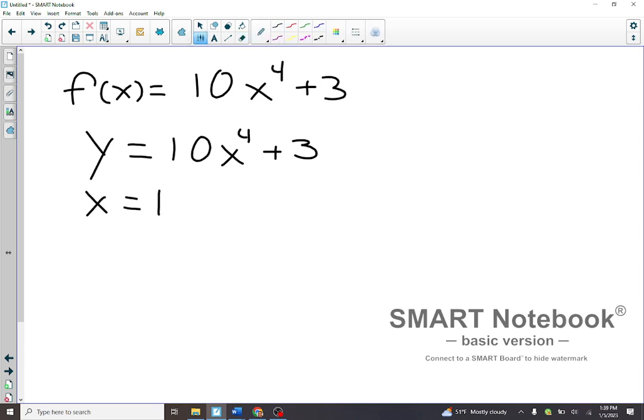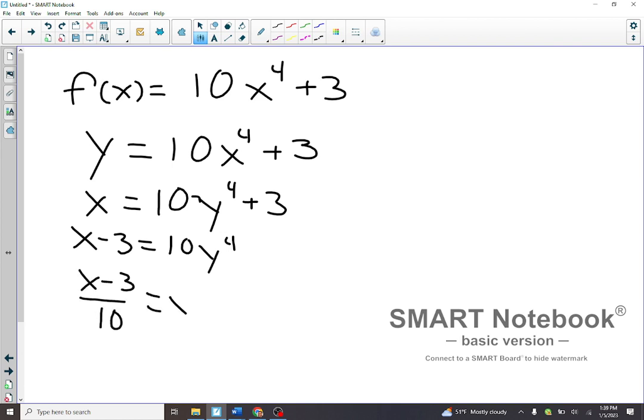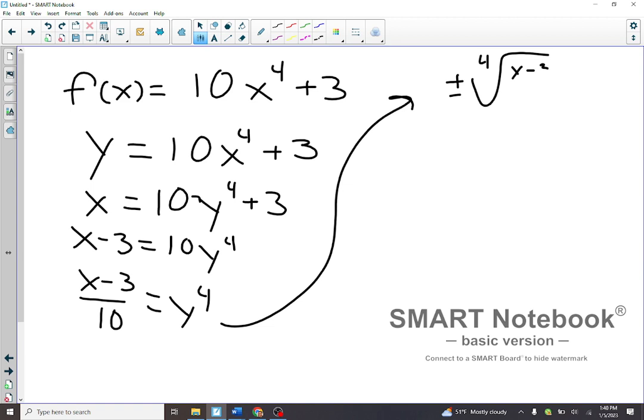So let me swap. Then let me subtract. Then let me divide. Then let me take the fourth root. Since I'm taking the fourth root on both sides, what does that cause? A plus minus. So plus or minus the fourth root of (x minus 3) over 10 equals y.